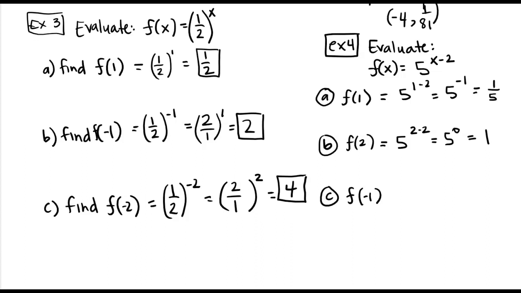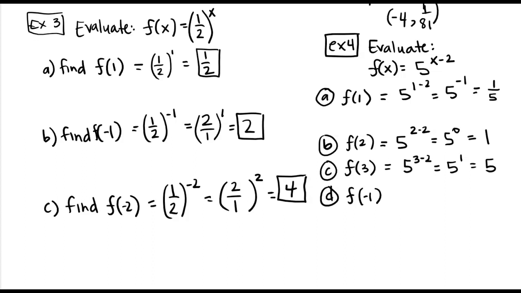Okay, actually I'm going to do another one inside here, so maybe I'll make that D. Let's do f of 3 also, so we can kind of see what happens on this one. So if I do 5 to the 3 minus 2 power, right, that's going to give me 5 to the first power, which is just 5.